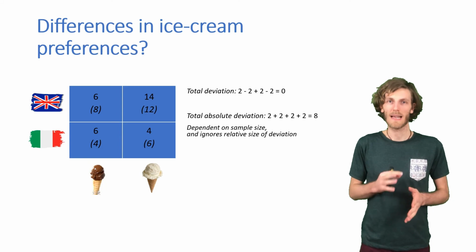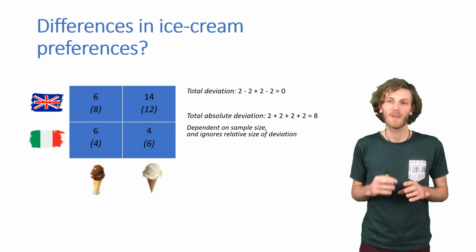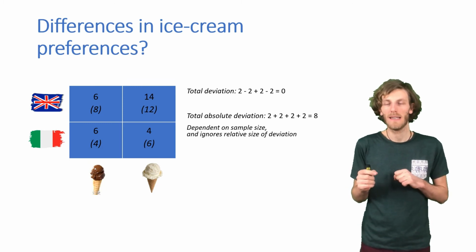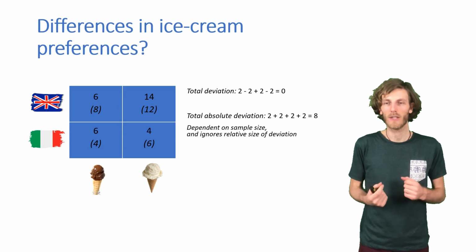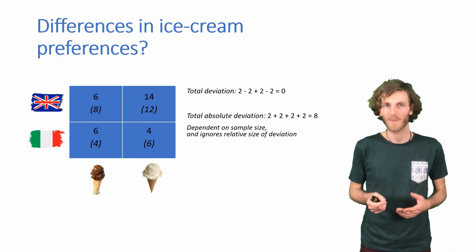depends on the sample size, and it also doesn't take into account that being 2 people away might be differently important, depending on whether you're 2 people away in a huge cell or 2 people away in a small cell.